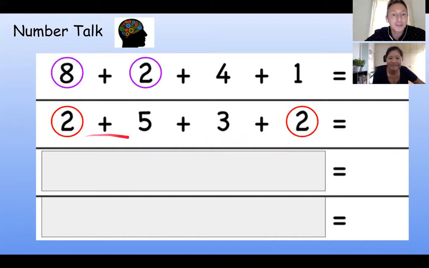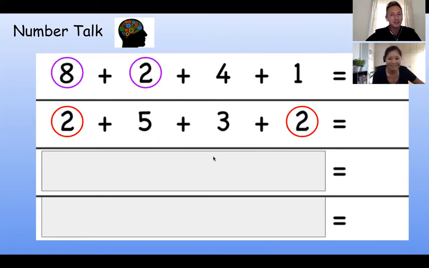If those are your numbers, 2, 5, 3, and 2, what do we want to look for? We want to look for those doubles. What did we get when I add up those 4 numbers? I know 2 and 2 is 4, plus a 5 is 9, plus 3 more. So did you get 12, boys and girls? That's what I got. Good job.